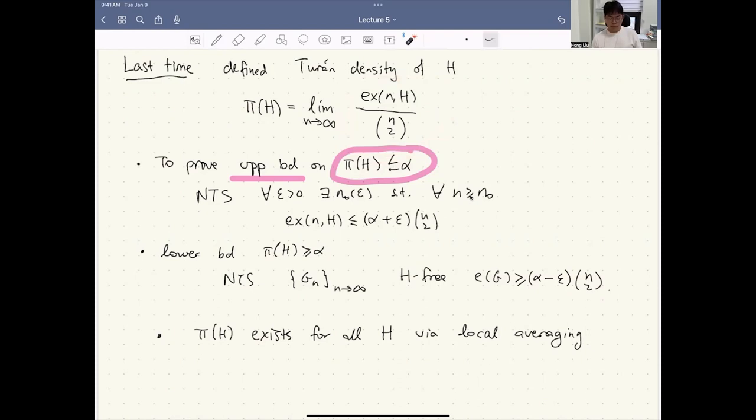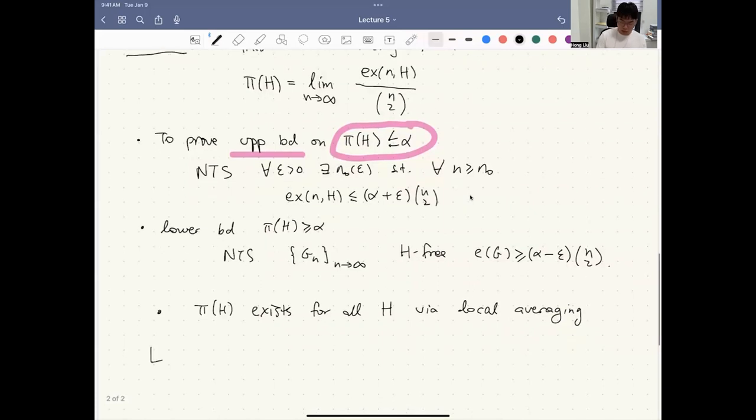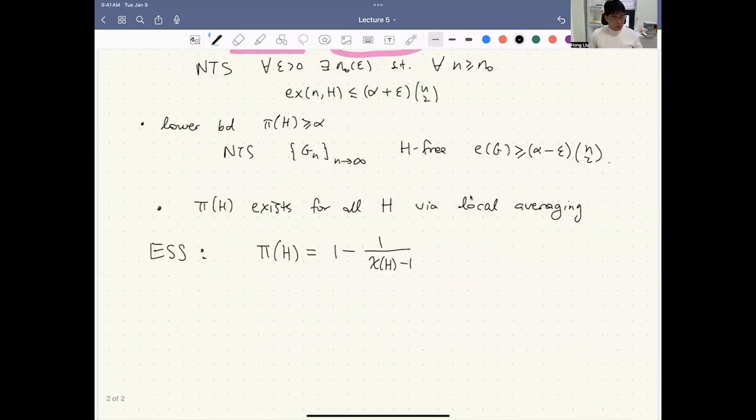So let's restate the Erdős–Stone–Simonovits theorem. In terms of Turán density, it becomes very clean. The Erdős–Stone–Simonovits theorem basically says pi of H equals 1 minus 1 over chi of H minus 1, where chi of H is the chromatic number of H. So a remark we made last time is that the Erdős–Stone–Simonovits theorem gives a satisfying answer when the chromatic number is at least 3. So when H is bipartite, then pi of H equals 0. Chi of H equals 2.